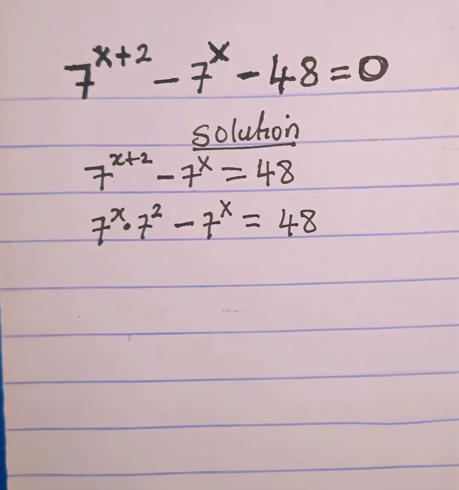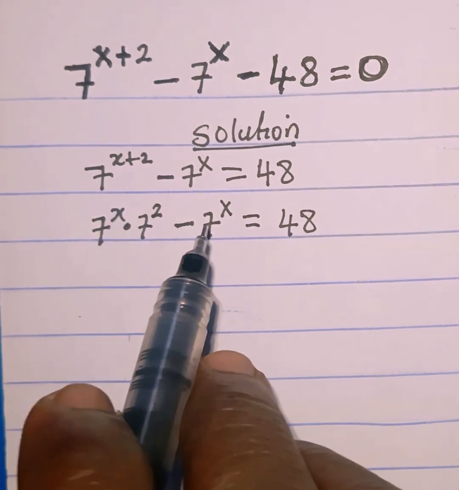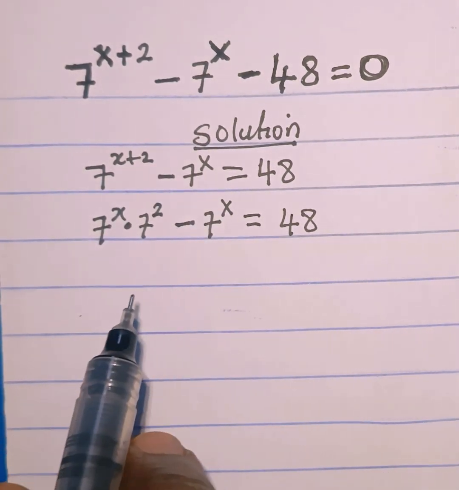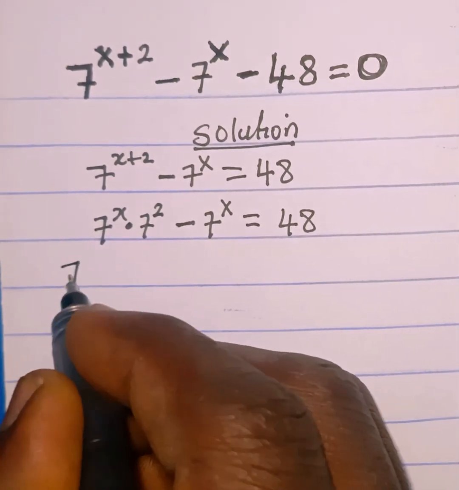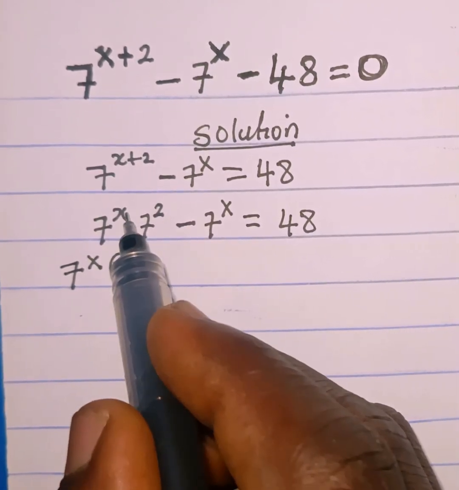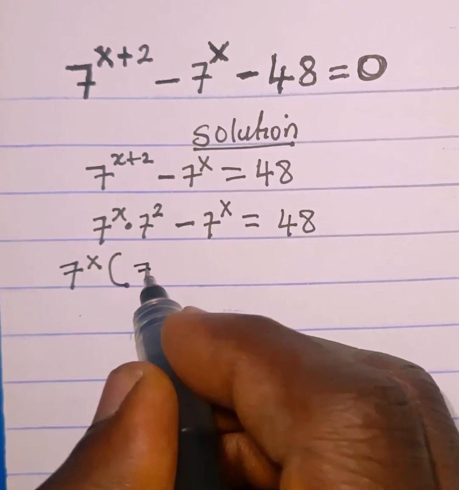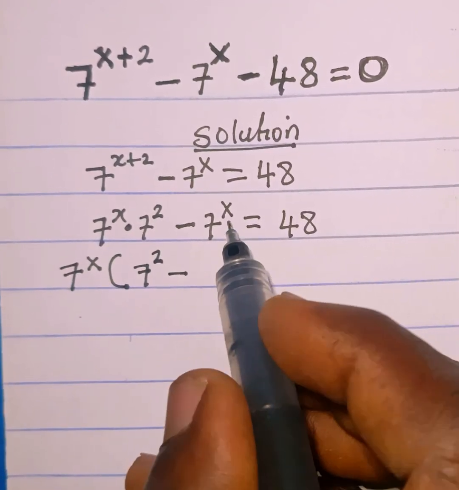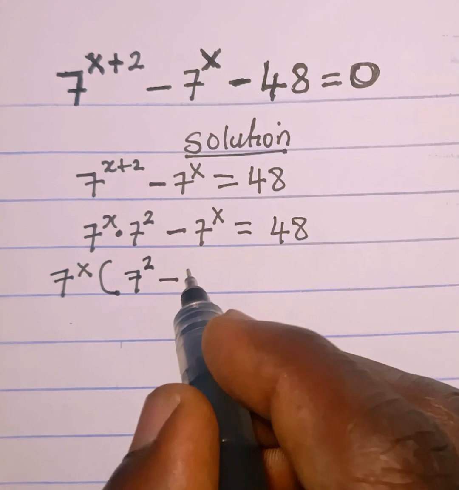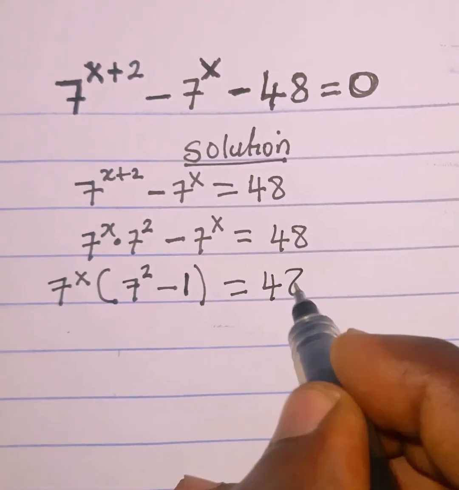Now the next thing we're going to do, if you look at the left hand side of this equation, we have 7 to the power of x and 7 to the power of x in common. So we're going to factor out 7 to the power of x, and we open bracket. So 7 to the power of x here will cancel this, so in this place it will remain only 7 to the power of 2, and minus 7 to the power of x divided by 7 to the power of x is the same as 1. So everything will be equal to 48.